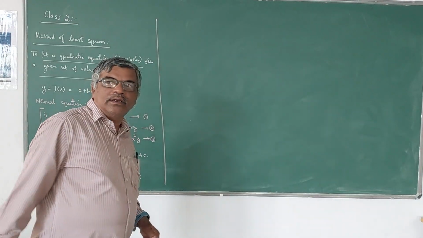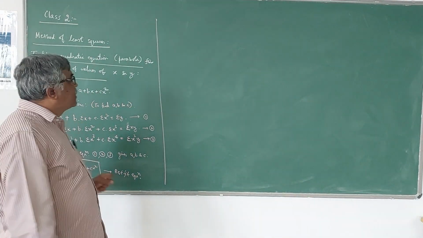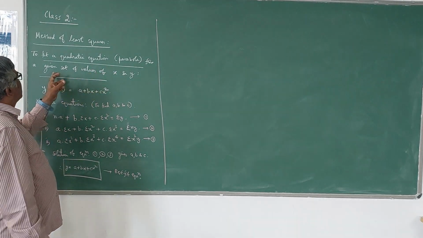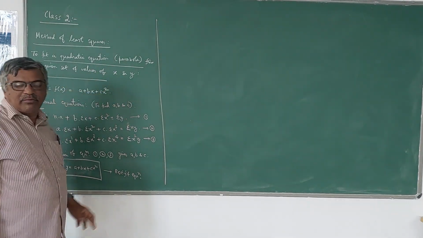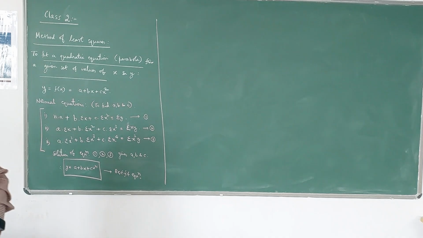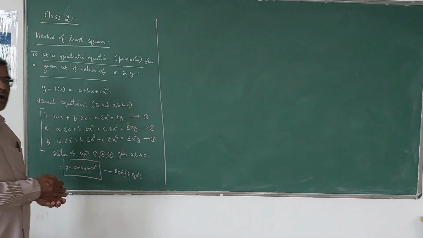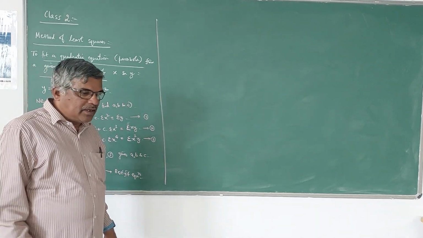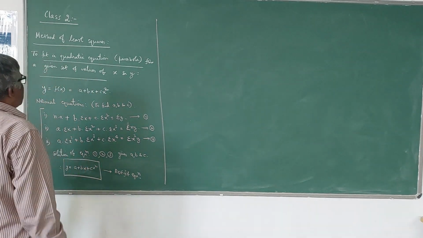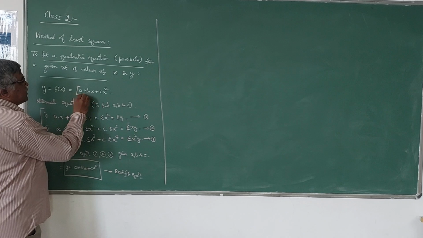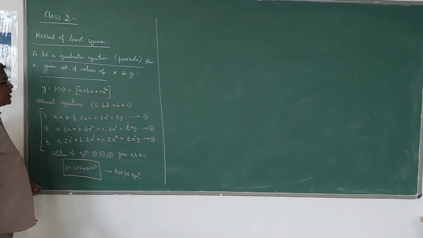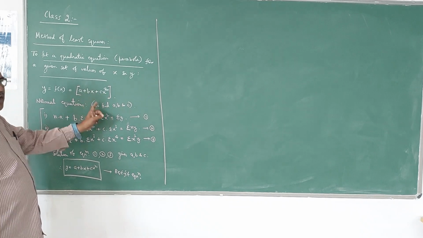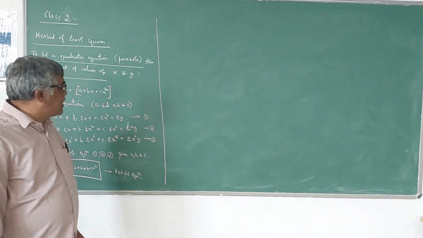In this class, we'll discuss how a quadratic equation or a parabola for a given set of values of x and y can be obtained. This is also done using the method of least squares, which I have explained in the last video. The equation will be in this form: y is equal to f of x, which is a plus bx plus cx square, where we have to find out the coefficients a, b and c.